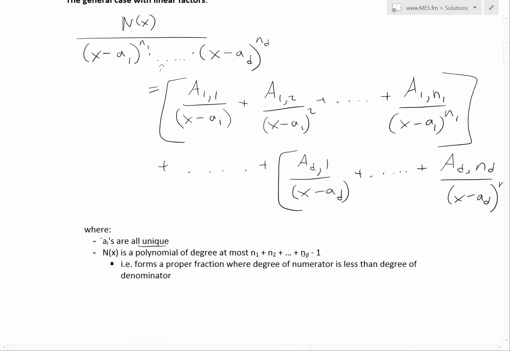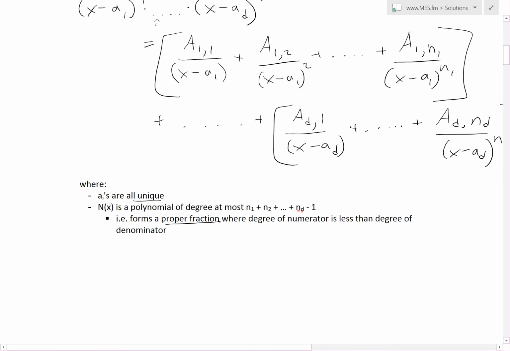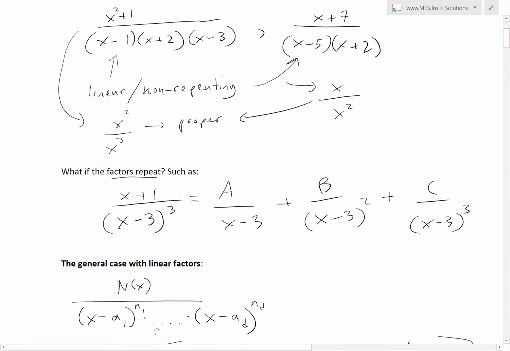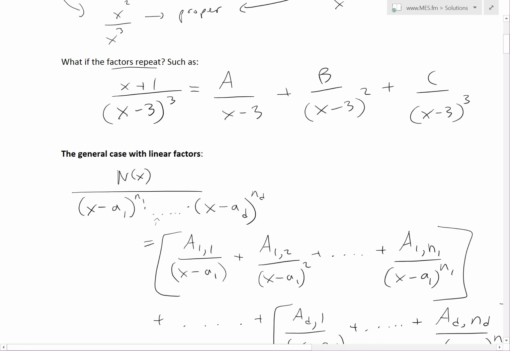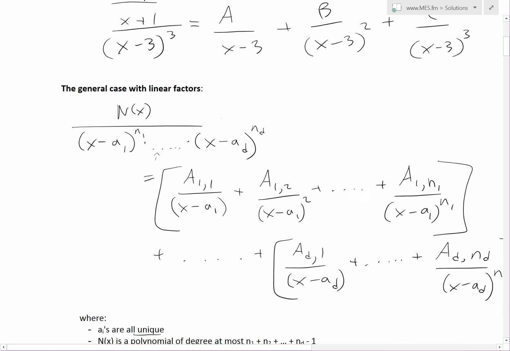So, n of x is just a polynomial with degree at most n1 plus n2 plus all the way to nd minus 1. This makes it a proper fraction, where the degree of the numerator is less than the degree of the denominator. And the reason we're adding these up is because, like I showed above, the degree at the bottom is an x cubed, or a degree 3.